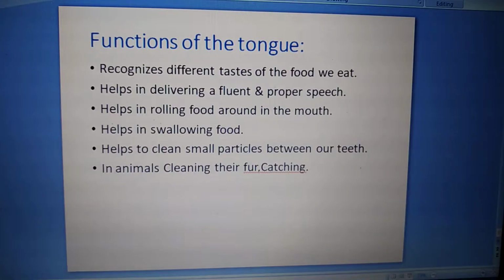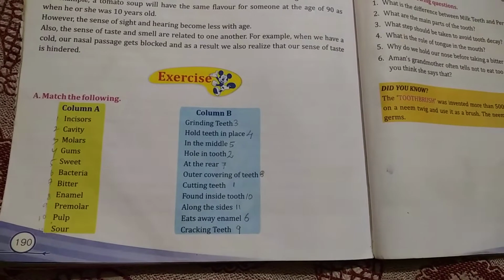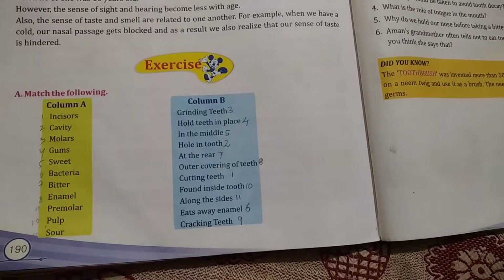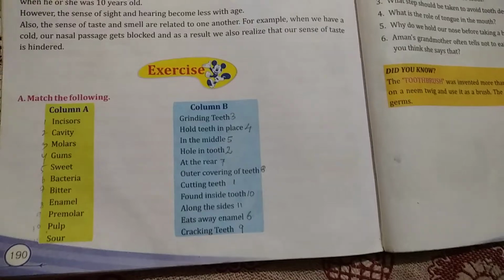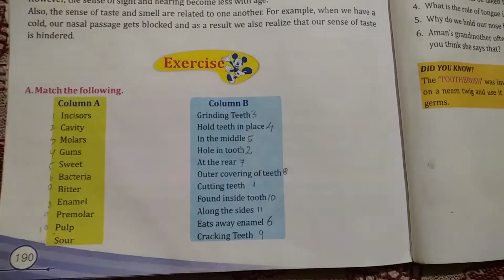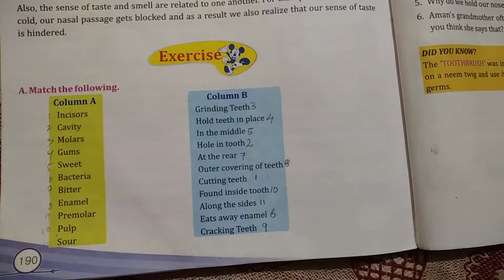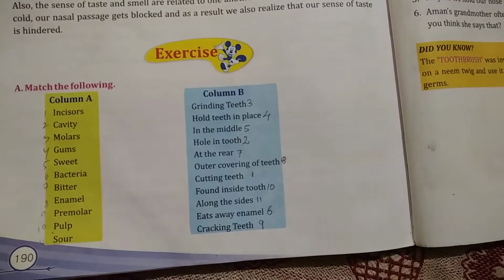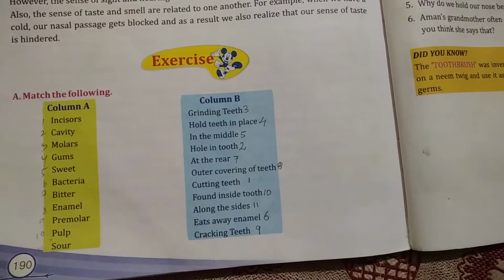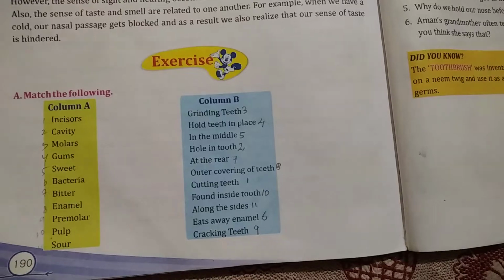Okay, so now we'll move on to a textbook exercise. Children, everyone take out your Sem 1 textbook, page number 190. The first one you can see is match the following. Here you can see in column A: incisor, cavity, molar, gums, sweet, bacteria, bitter, enamel, premolar, pulp, and so there are a total of 11 items.